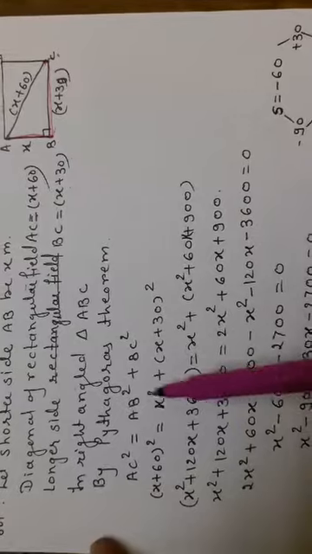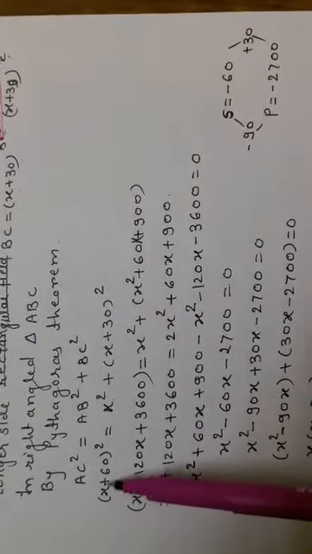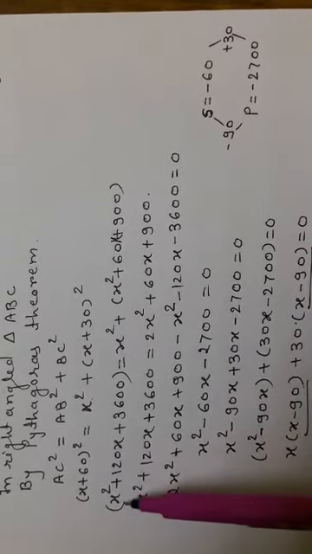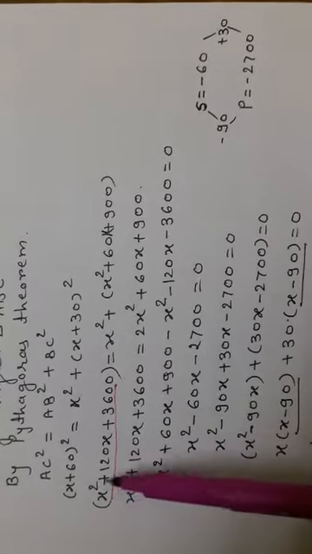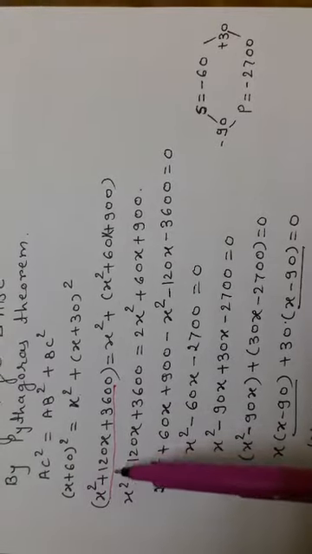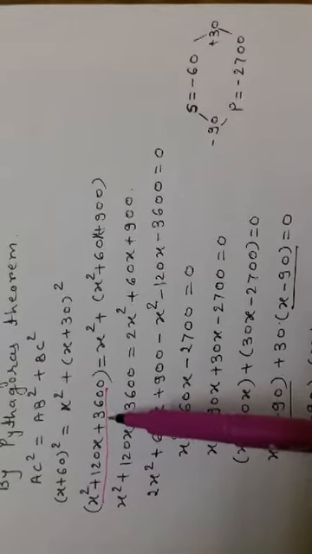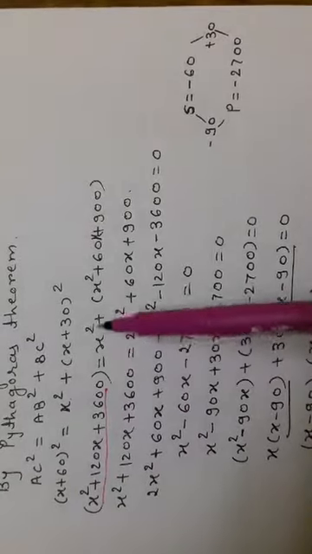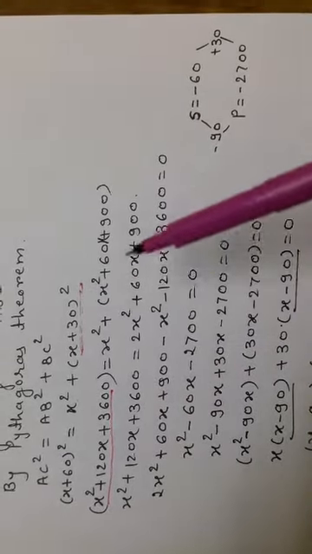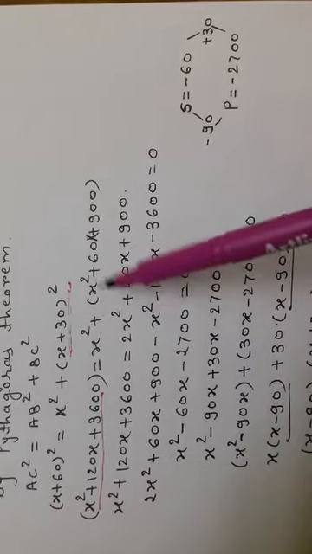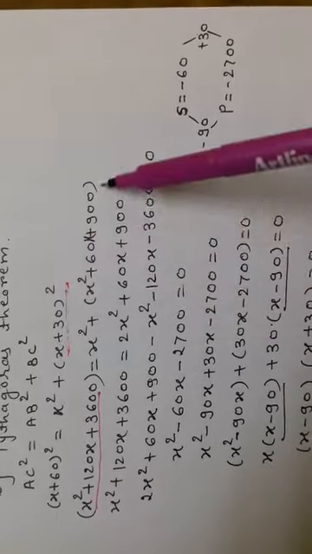What's AB? We had considered x. So x square plus (x plus 30) whole square, and the left hand side is (x plus 60) whole square. Are you finding here? What do we have to use? The identity: first term square, x square, plus 2 into first term into second term, 120x, plus second term square, 3600, which is equal to x square plus the expanded form of (x plus 30) square using the first identity: x square plus 2 into first term into second term, 60x, plus 30 square, 900.